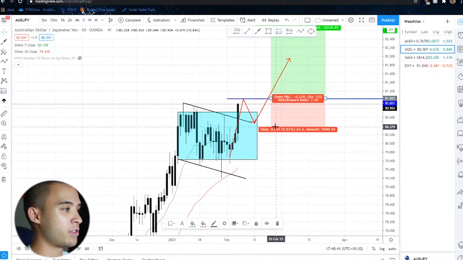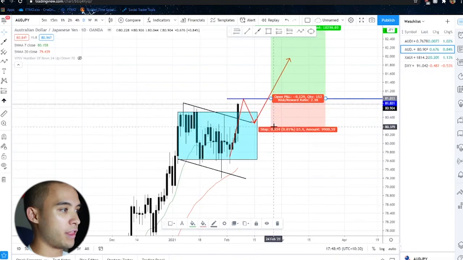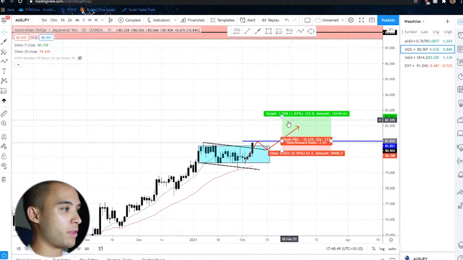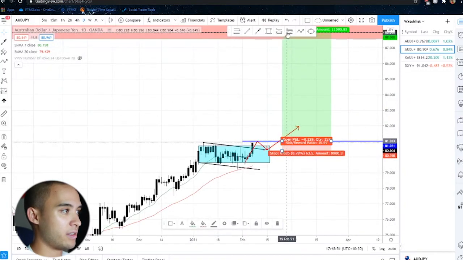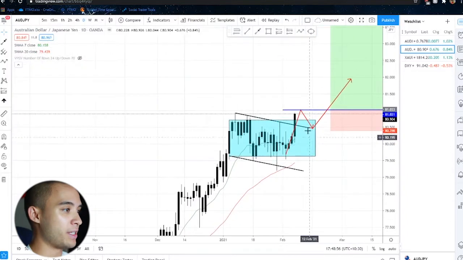Now in regards to my stop loss, I will put my stop loss where the last low was created. So let's just say something like that. And then we're going to run this up all the way to our next target. So if price does do this, this is definitely a trade I will be taking.